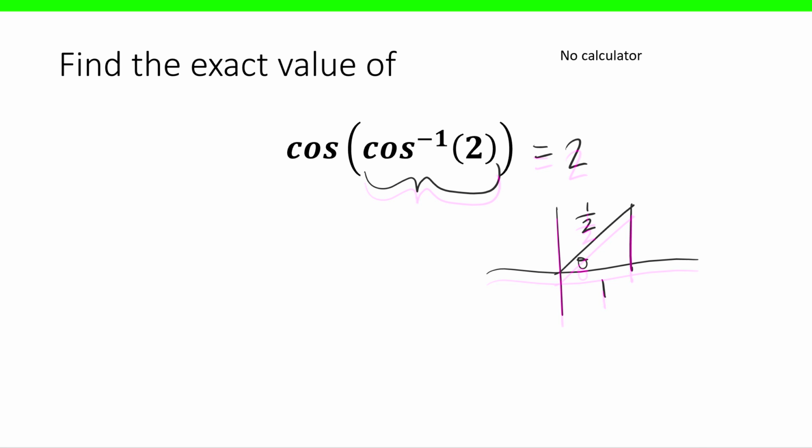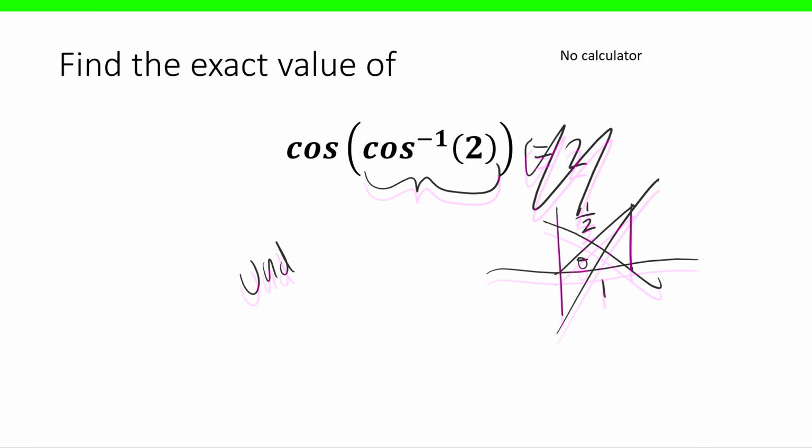That should raise some red flags for you right away, because the hypotenuse is always the longest side of a right triangle. So this could never work. 2 is not part of the domain of inverse cosine, and so this whole thing is just undefined. It cannot work this way.